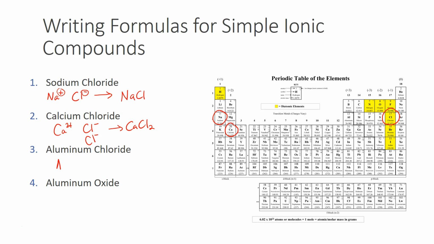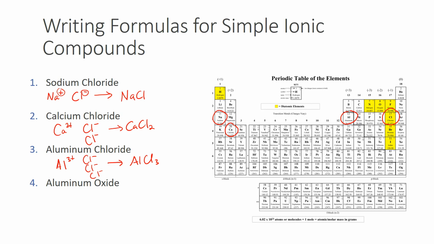Okay, number 3 is aluminum chloride. Aluminum is in group 13. It has a +3 charge. 1 chloride's not going to do it. 2 chlorides won't do it. It's going to take 3 chloride ions to balance out the +3 charge of the aluminum. So our final formula will be AlCl3.